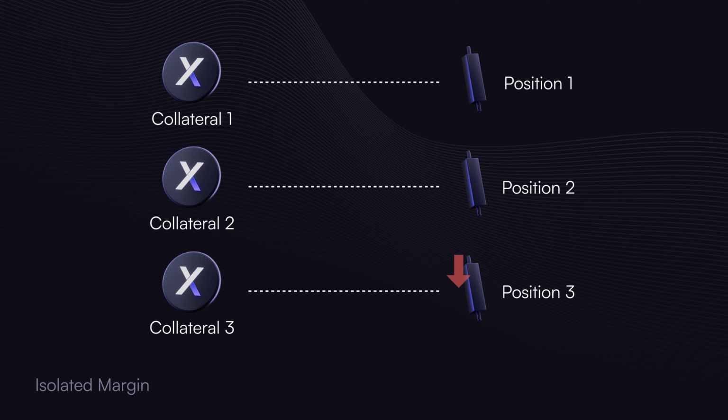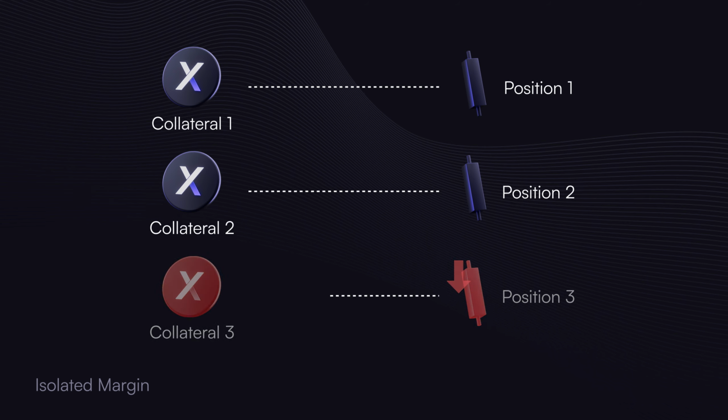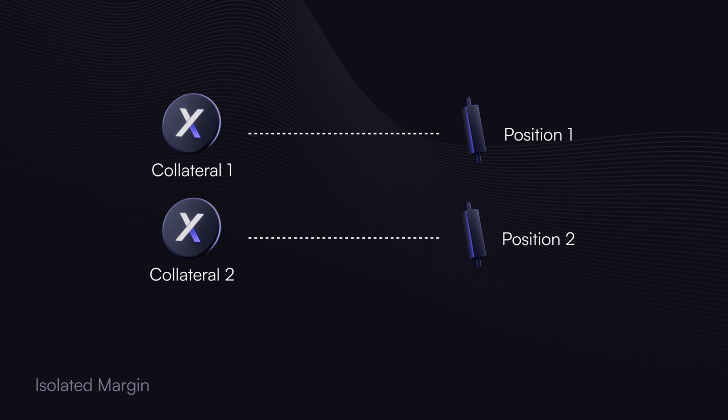In this setup, if the value of your collateral falls below the maintenance margin for a specific position, only that position is at risk of liquidation and your other positions will remain unaffected. So isolated margin gives you much more control over your risk, but it also means you need to monitor each position individually to ensure that you have enough collateral to maintain it.